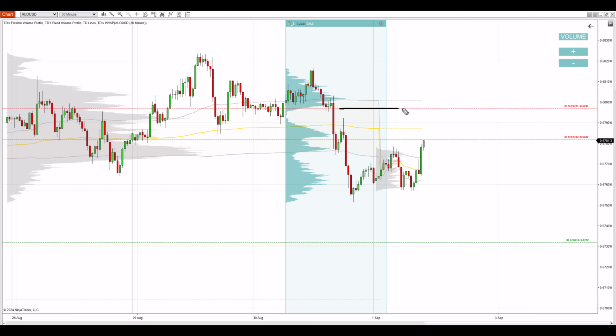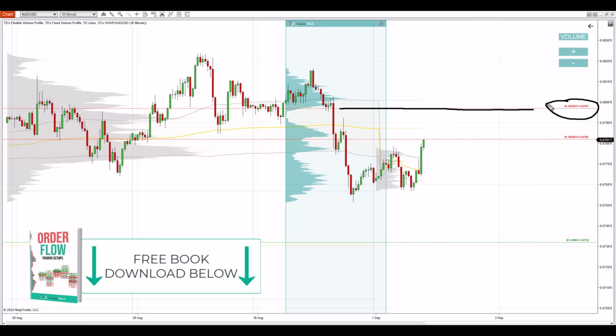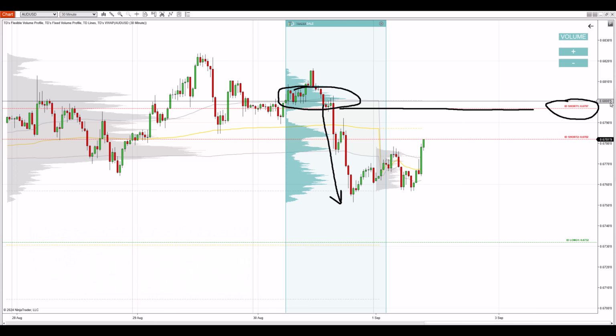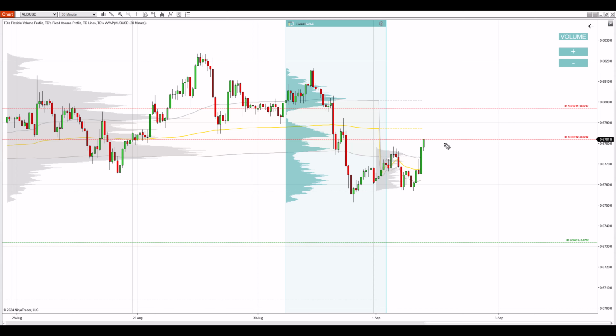The second level is this one, 0.6797, and it is based on those heavy volumes which got accumulated before this sell-off. Alright guys, let me just jump in that chart. Alright, I'm in. So I'm in this chart now. Let's see how it develops.